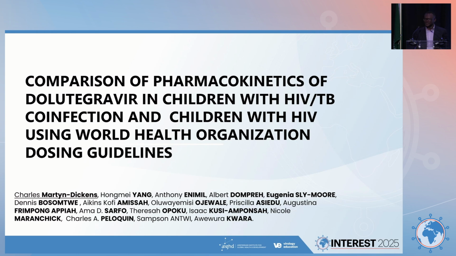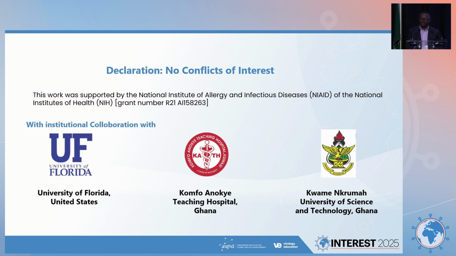Okay, so today I'll be talking about comparative pharmacokinetics of Dolutegravir in children with HIV, with and without TB co-infection, using the WHO guidelines. I have no conflicts of interest to declare, and this work was supported by the National Institute of Allergy and Infectious Diseases of the NIH by R21 grant, with institutional collaboration by the University of Florida, the Komfo Anokye Teaching Hospital, where I'm a pediatrician, and the Kwame Nkrumah University of Science and Technology.